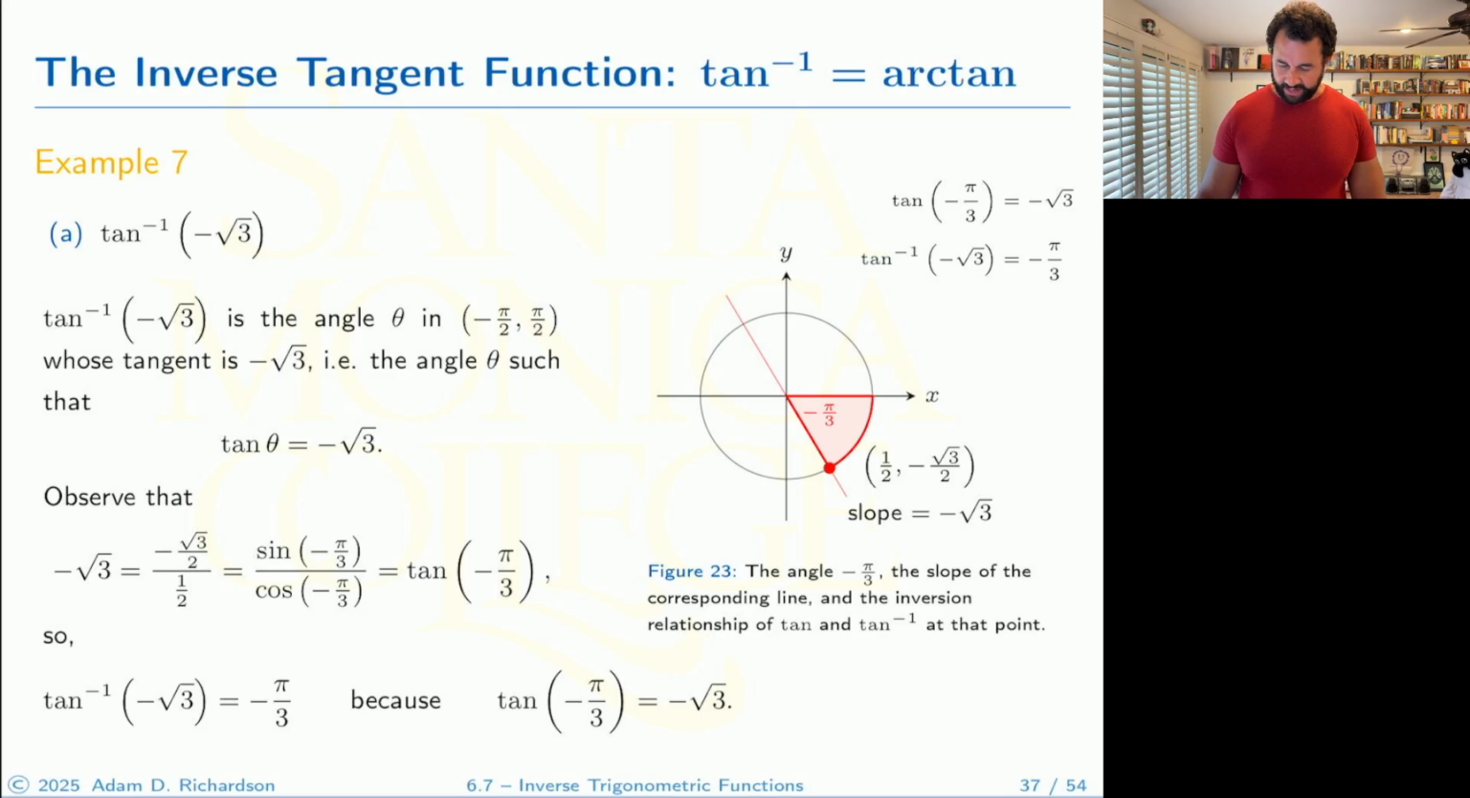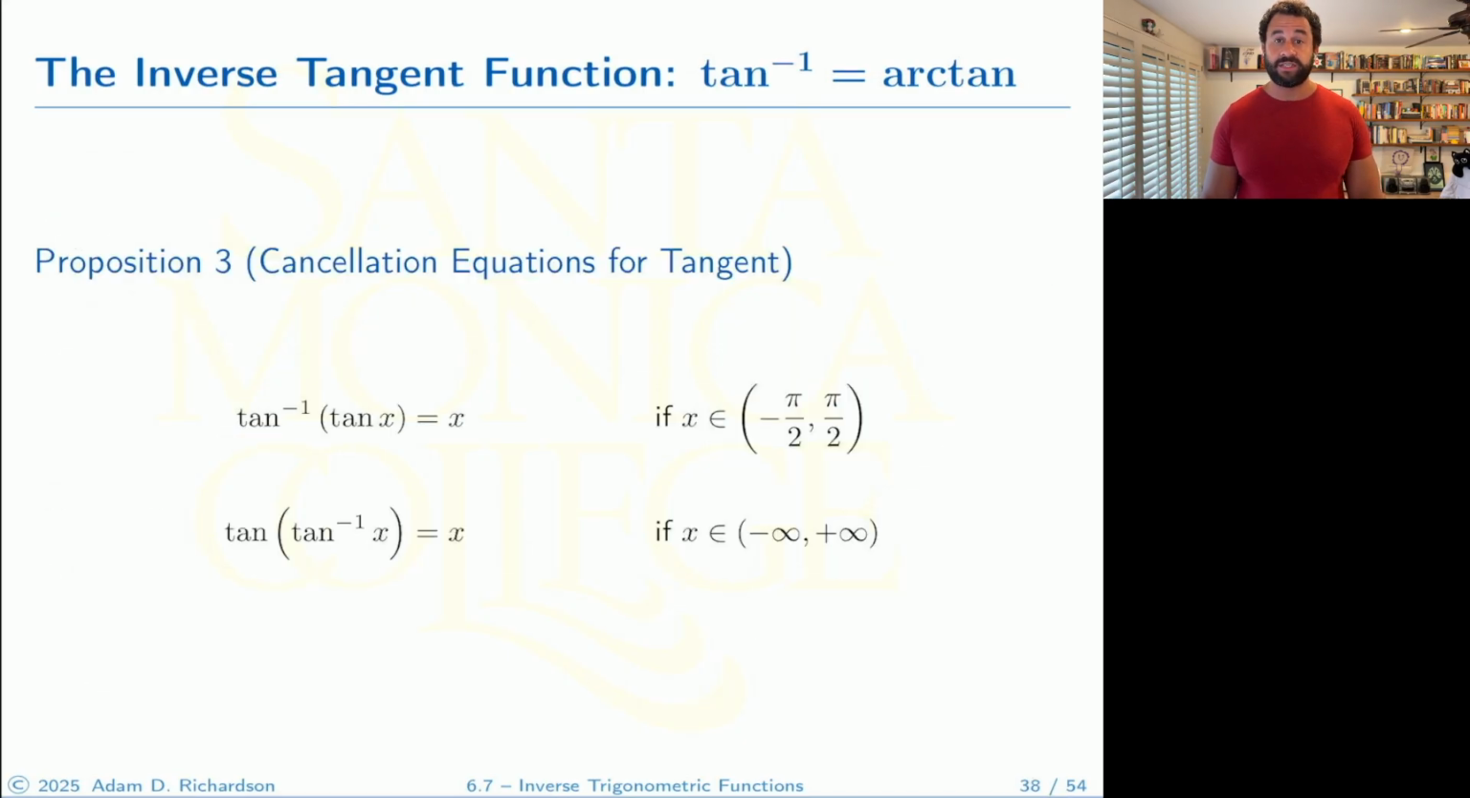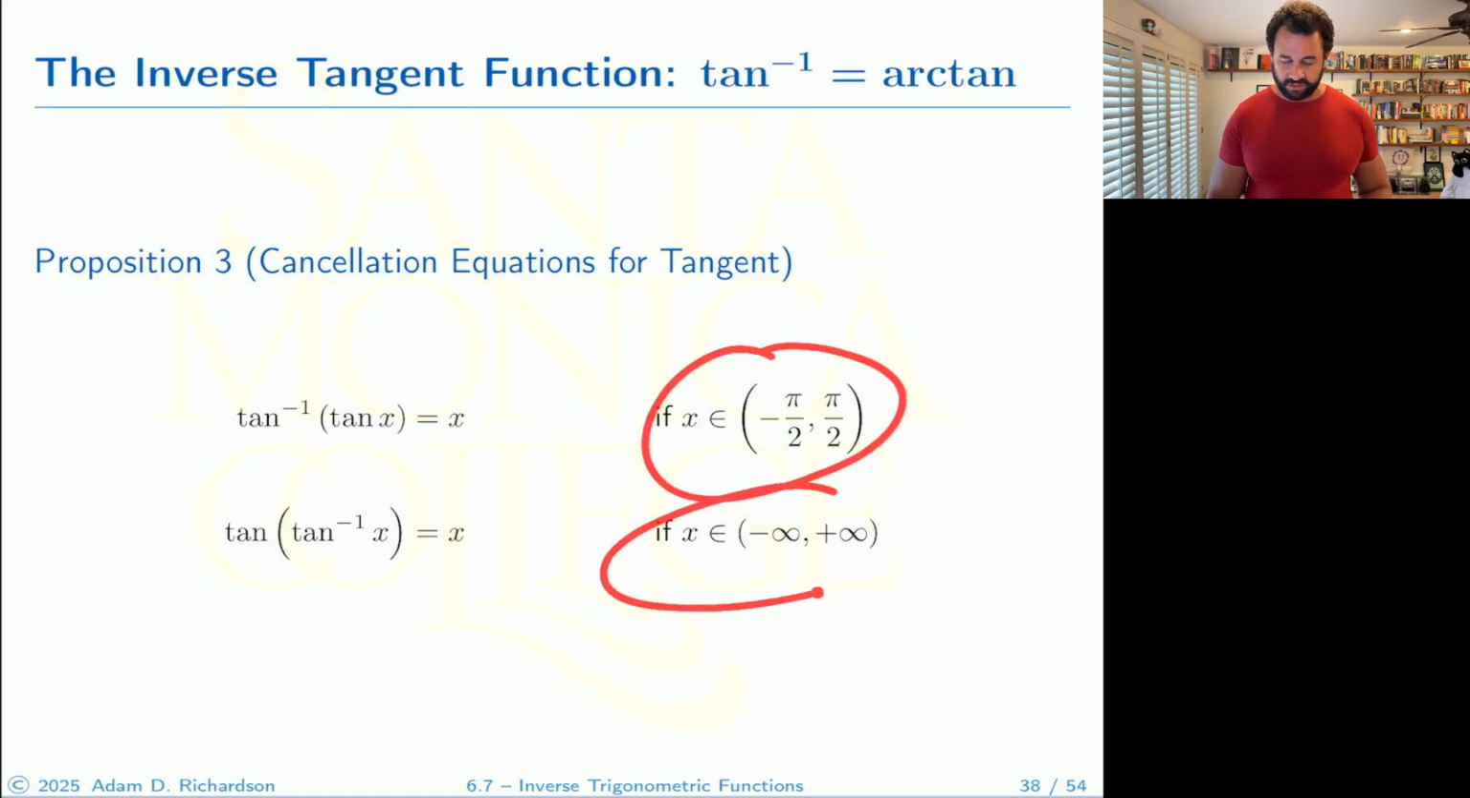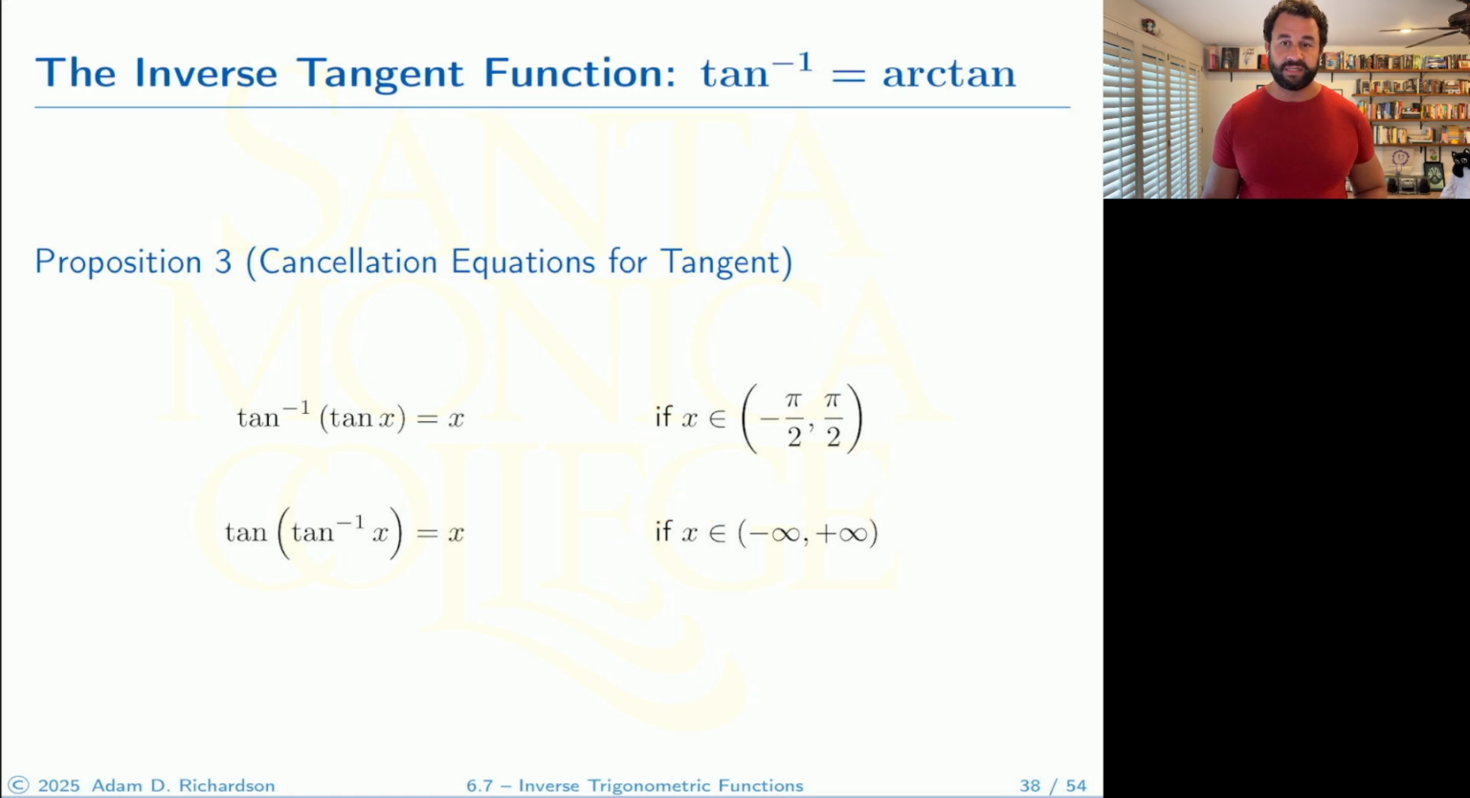All right. And then just like before, there are associated cancellation equations for tangent. I'm not going to do an example of that here, but we will do an example of that in the activity so you can chew on it and work on it on your own. But the idea is still the same. They can cancel. You just have to pay close attention to the restricted domains. It's all about those restricted domains.